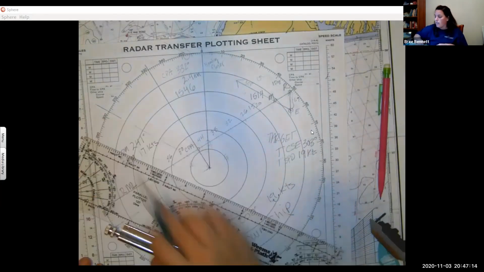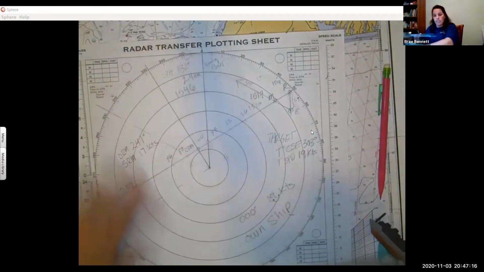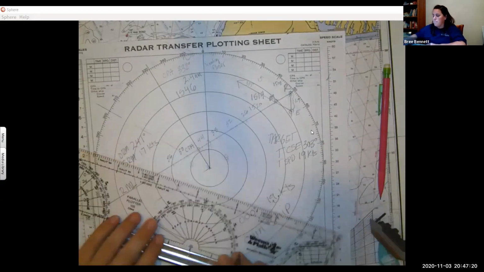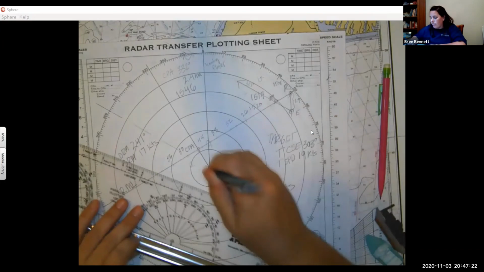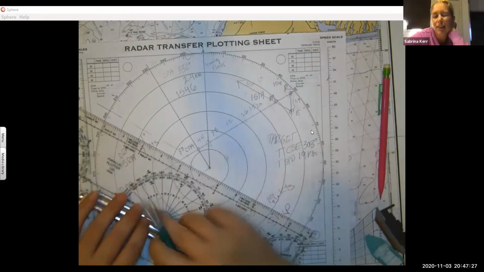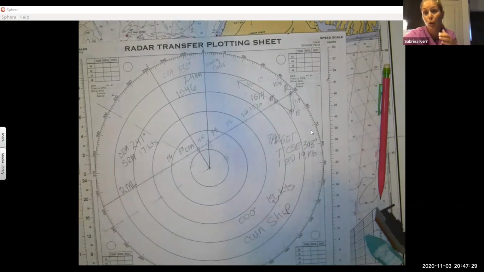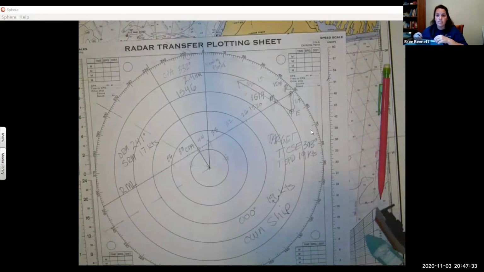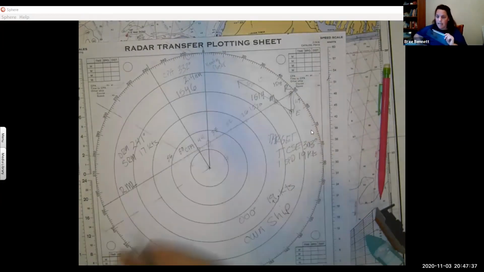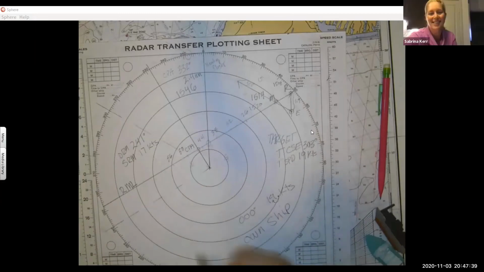So that's just how this radar plotting sheet works. In order to get a measurement of a line, you have to start it from the center. Okay, so it doesn't really have anything to do with your own location. No, it's just getting it from the center. It's just measuring that line, and that's how the radar plotting sheet works. To measure a line, it starts from the center. I see. Thank you.